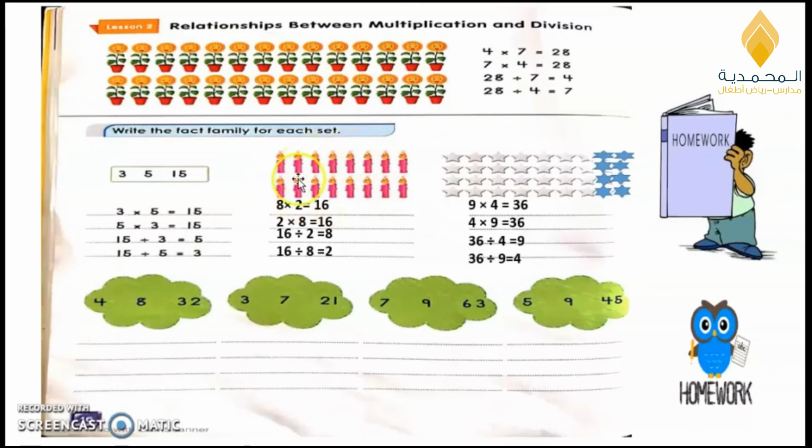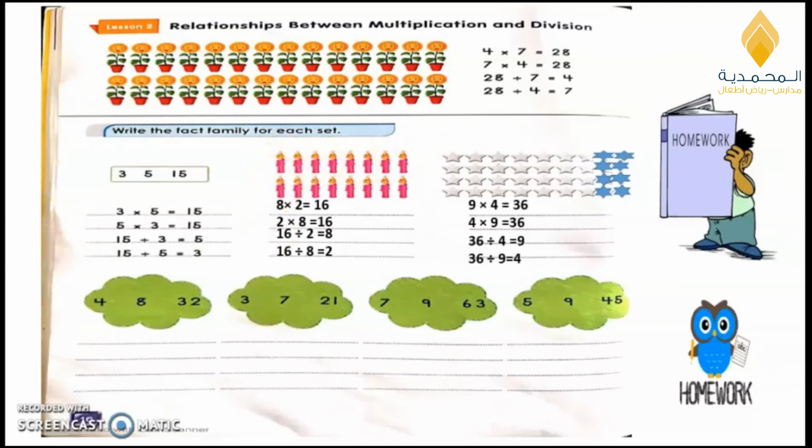It will give me the total number of candles. So 8 multiplied by 2 equals 16, or 8 times 2 equals 16. There are 16 candles, as you can see. If you count them, let's count them together: 1, 2, 3, 4, 5, 6, 7, 8, 9, 10, 11, 12, 13, 14, 15, 16. So this is how to know the total number of candles, by multiplying 8 times 2.